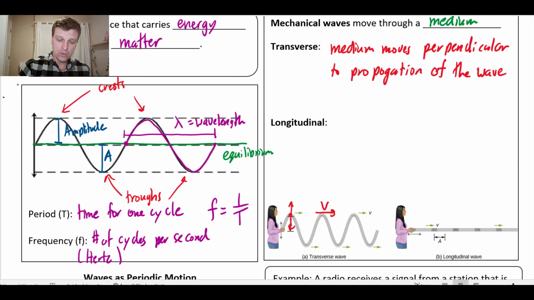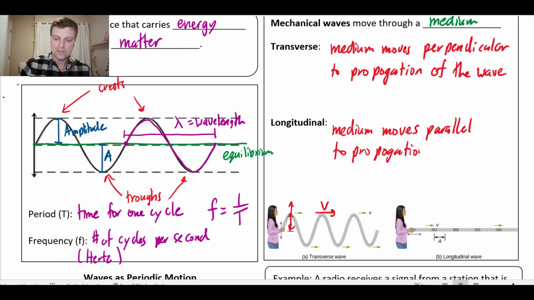Compare that to a longitudinal wave where the medium moves parallel to propagation of the wave. So again, in this case, if I pick just one little particle in this slinky, if you move your hand back and forth like this, you can imagine that one particle is just moving back and forth, but overall the propagation of the wave is in the forwards direction. And so that's our longitudinal.